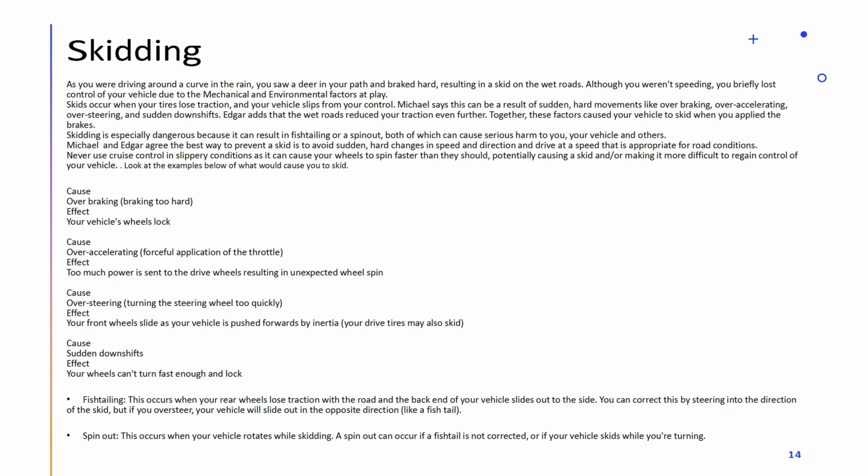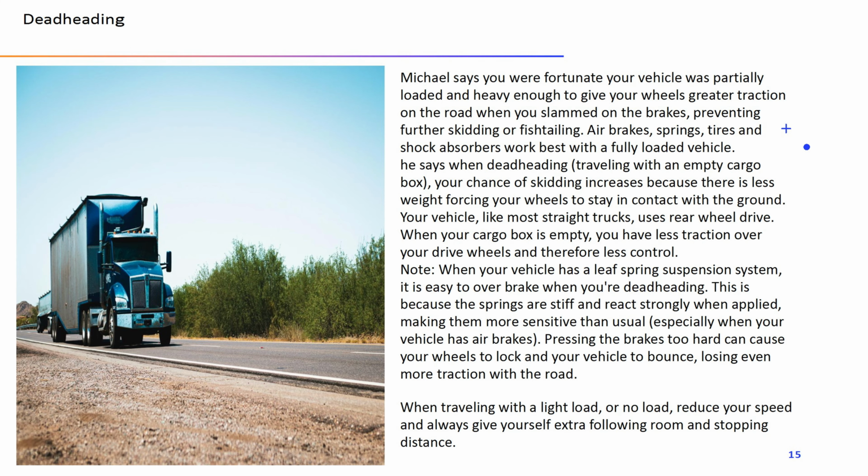Fishtailing. This occurs when your rear wheels lose traction with the road and the back end of your vehicle slides out to the side. You can correct this by steering into the direction of the skid, but if you oversteer, your vehicle will slide out in the opposite direction, like a fishtail. Spin out. This occurs when your vehicle rotates while skidding. A spin out can occur if a fishtail is not corrected or if your vehicle skids while you're turning.